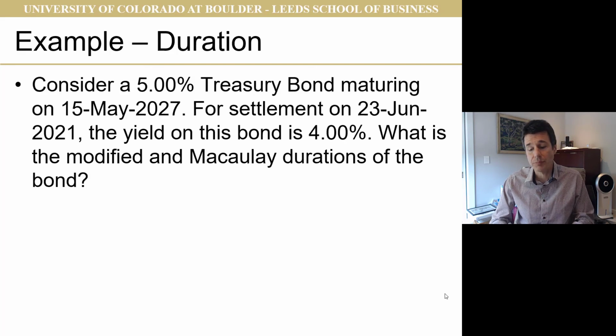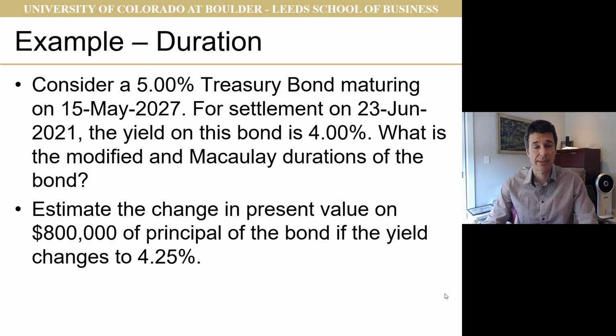Okay, so we're going to do one last example here. Consider a 5% coupon treasury bond maturing on the 15th of May 2027. For settlement 23rd of June 2021, the yield on this bond is 4%. We want to know the modified duration, the Macaulay duration of the bond, and then we want to estimate the change in present value on $800,000 of principal of the bond if the yield goes from 4% to 4.25%.